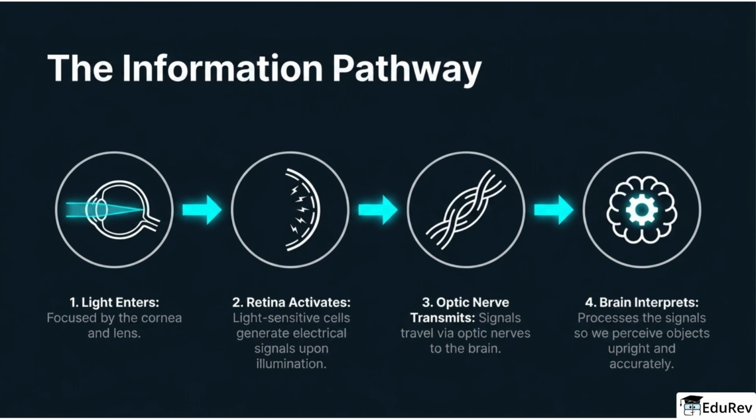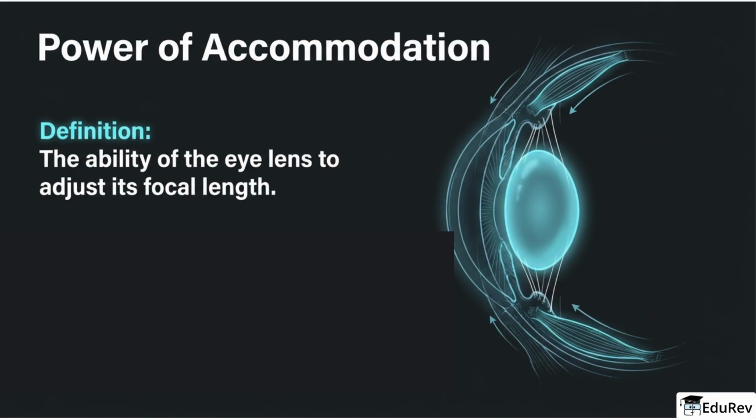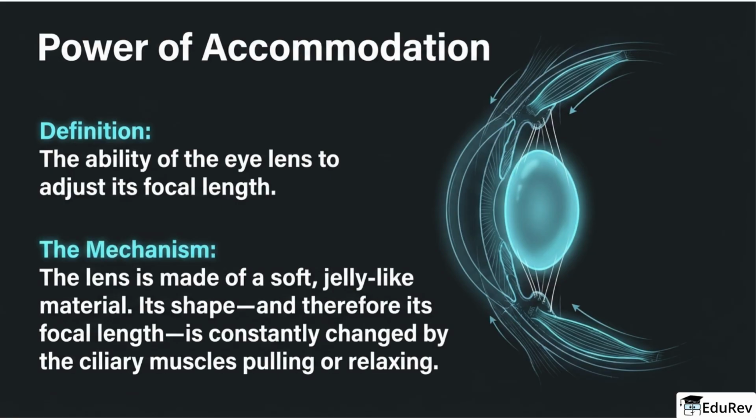To keep those images sharp, our eyes have to constantly adjust based on how far away an object is. This incredible adjustment is called the power of accommodation, defined as the ability of the eye lens to adjust its focal length. Here is the mechanism behind it. The lens is made of a soft, jelly-like material. Because of this material, its shape and therefore its focal length is constantly changed by the ciliary muscles pulling or relaxing. Let's look at exactly how those muscles act when we look at objects at different distances.